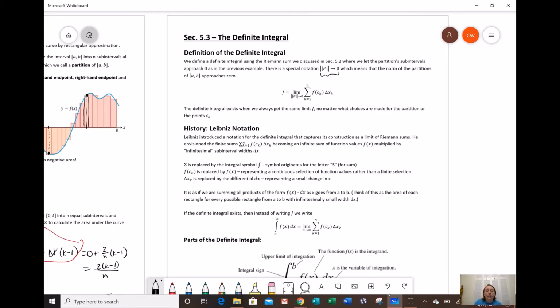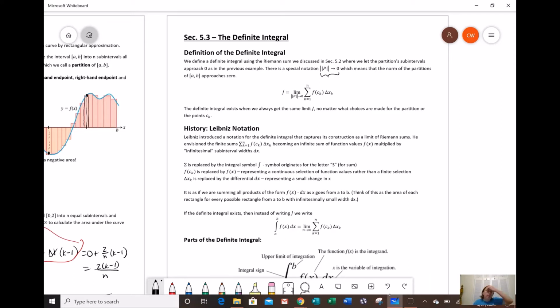The definite integral exists when we always get the same limit J, no matter which choices are made for a partition or the point ck. So whether you use the left-hand endpoint, the right-hand endpoint, or the midpoint, you end up with the same answer, then that's going to be called the definite integral.